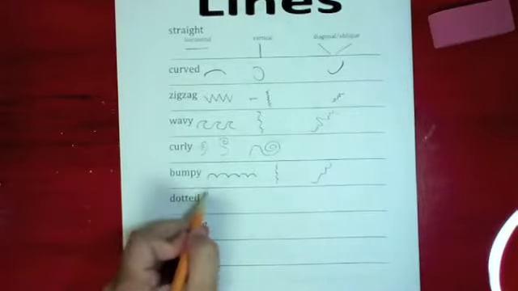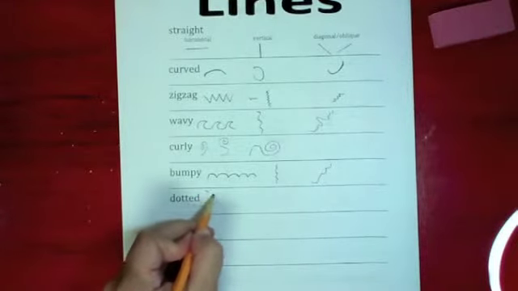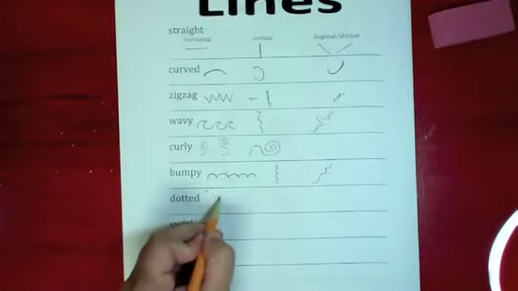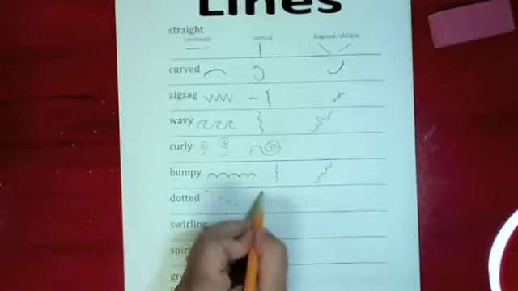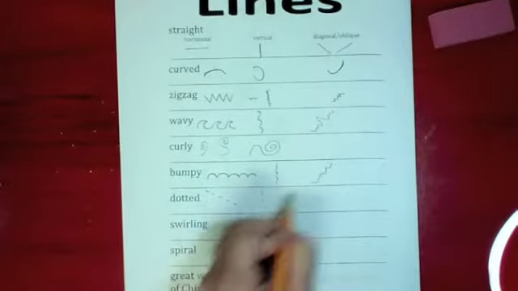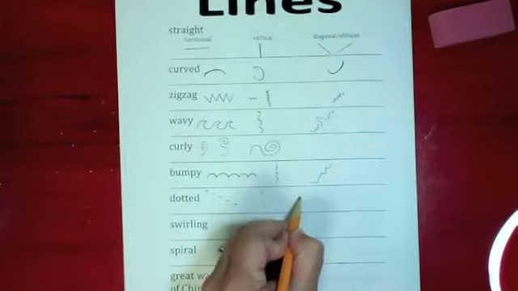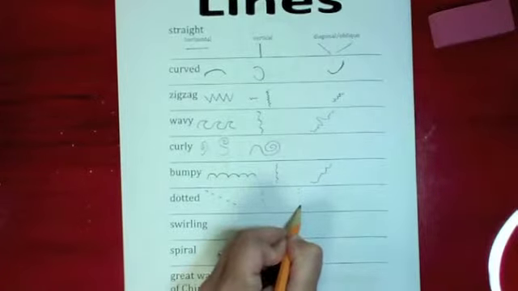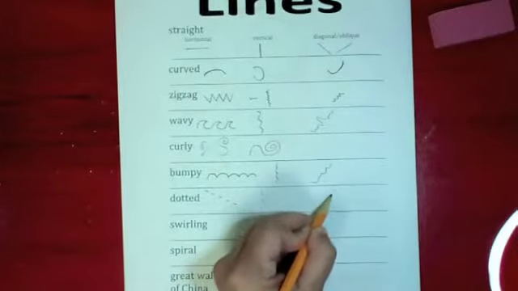A dotted line is when the pencil is actually picked up off of the paper. Again, there can be multiple varieties to a dotted line.